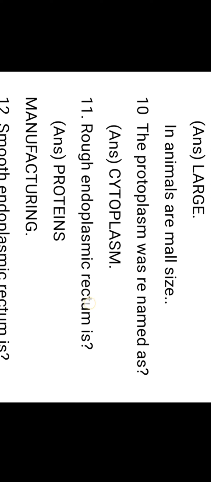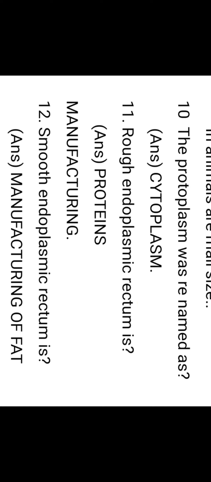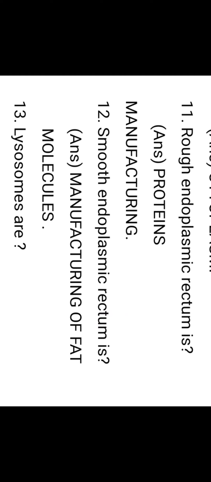Next question: vacuoles in plants are large, while in human cells they are small in size. In animals they are small, in plants they are big. The next question: protoplasm was renamed, and this is also called cytoplasm. The next bit, the rough endoplasmic reticulum, ER. The rough ER is involved in protein manufacturing.